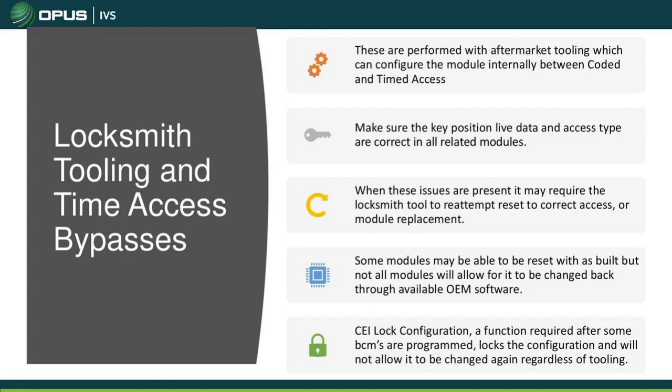If we're denied security access, we want to look for that access type in all the related modules for PATS. We want to look at all the key position data for PATS. We want to make sure when we turn the key off, the module knows the key's off. When we turn the key on, we want to make sure the module knows the key's on. We also want to take a look into battery voltage and stuff like that.